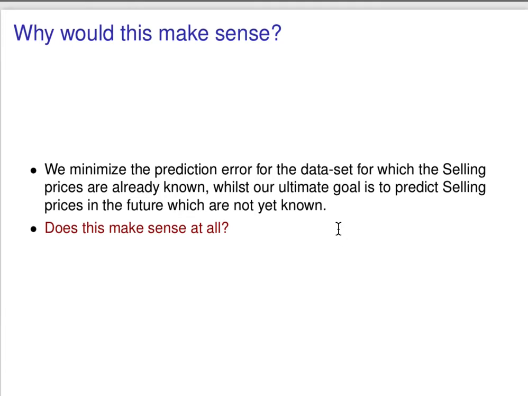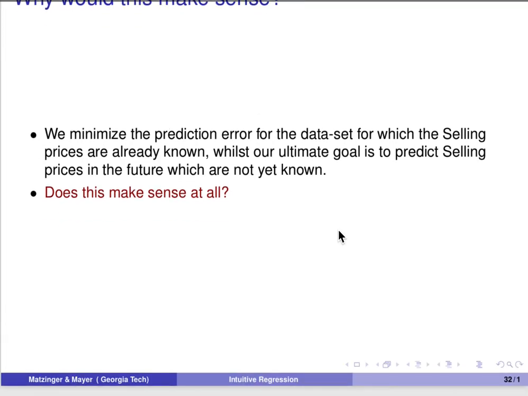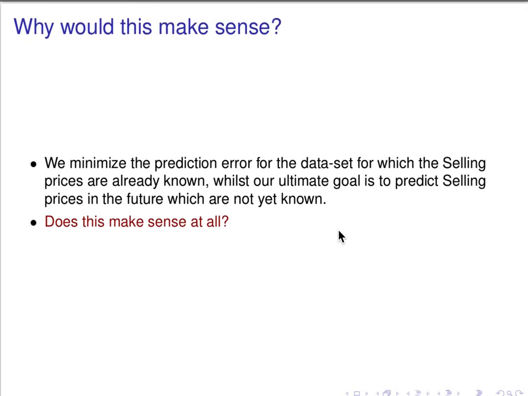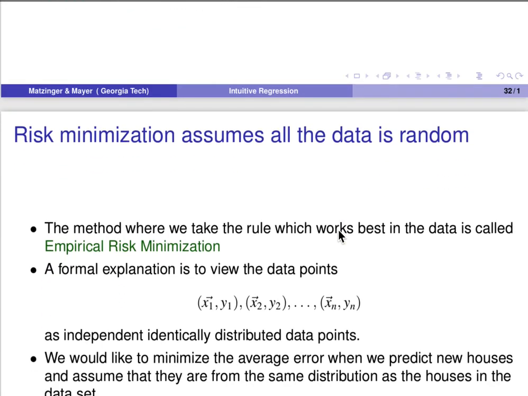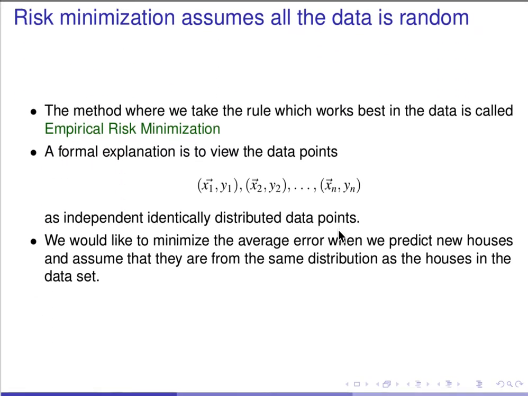And why would it make sense? Well, of course it's strange, you think. It's easy to predict the selling prices which are already known, but our goal is to predict something which is not yet known, in the future. So does this make sense? One way of looking at this is risk minimization. So for that we assume all the data random.